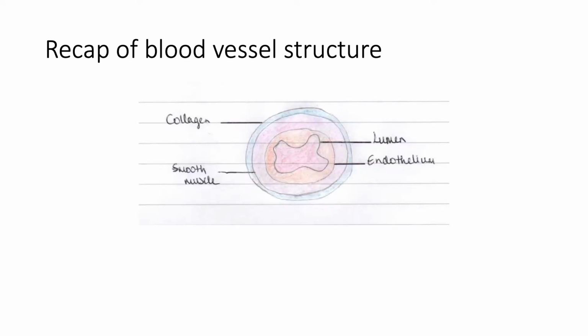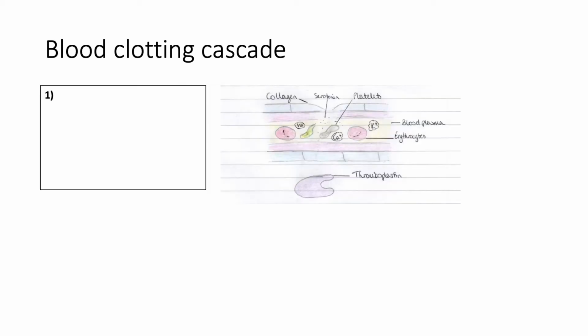Now let's recap the blood vessel structure. In the diagram you can see that the outermost layer is the collagen layer, then the smooth muscle layer which can contract or relax, the endothelium layer covering the lumen which can again expand or constrict depending on the blood flow. Now the width of vessels and the proportions of each layer will vary depending on which blood vessel you're looking at.